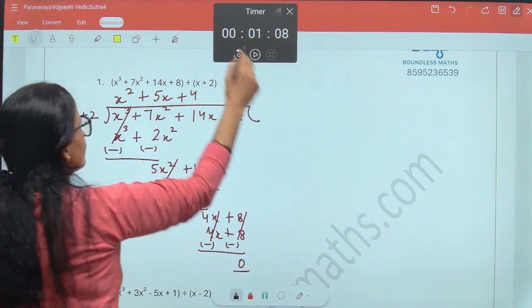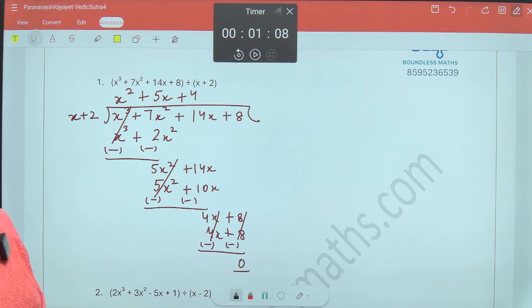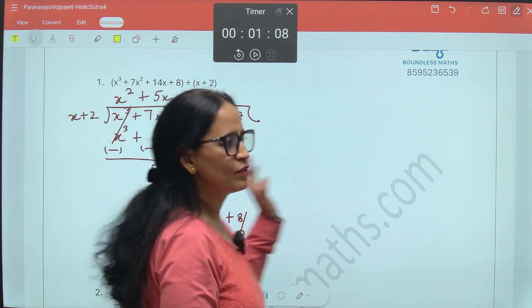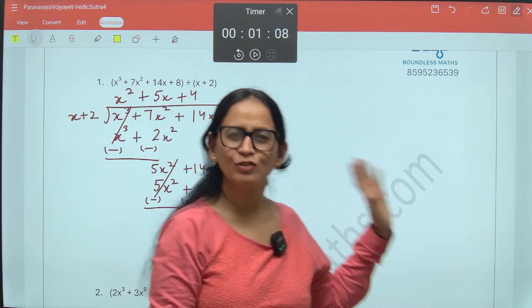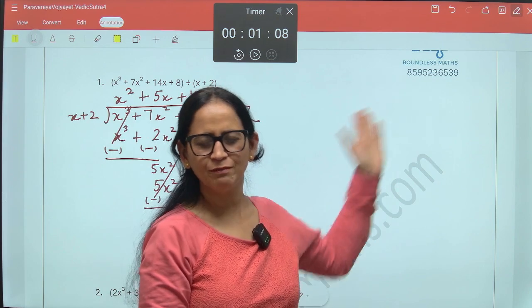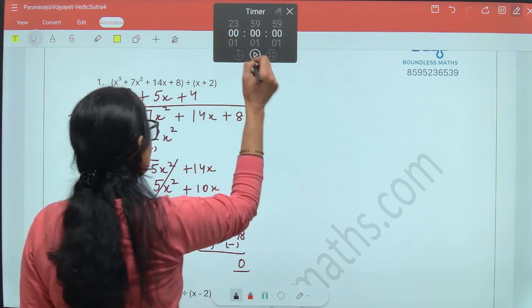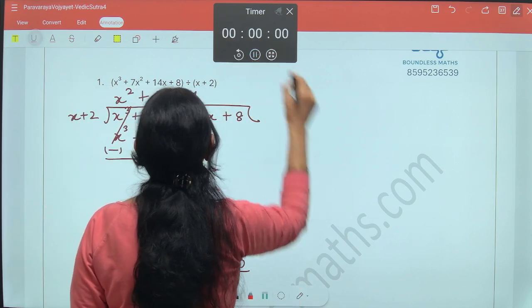So it took us 1 minute 8 seconds to solve this question, more than 1 minute. Now let me solve this first using the Vedic Maths technique. I'll just solve it and you just watch the time taken to solve it and then I'll explain how I solved it. So let me reset the timer and start it again.